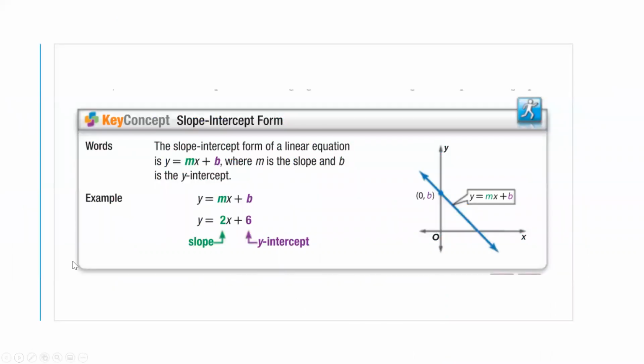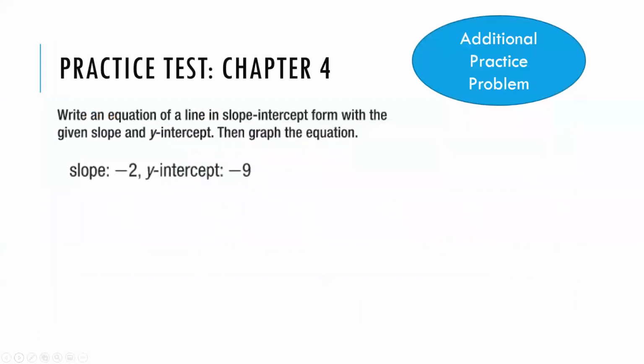on the test. Okay, so you definitely need to know about slope-intercept form. Remember, this is y equals mx plus b, where m is the slope and b is the y-intercept. So, first type of question, notice this is an additional practice problem. This is a problem you will definitely see on the test. It says to write an equation of a line in slope-intercept form with the given slope and y-intercept. Then graph the equation.